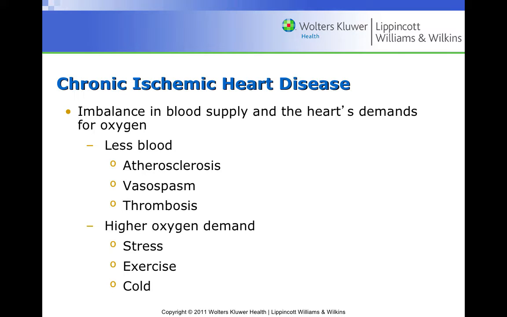In talking about chronic ischemic heart disease, the underlying pathophysiology is that there's an imbalance between the blood supply and the heart's demand for oxygen. So there's less blood, either because of atherosclerosis, because of some sort of a clot, a thrombosis, or because of a vasospasm, generally occurring during a higher oxygen demand situation, such as stress, exercise, or cold.